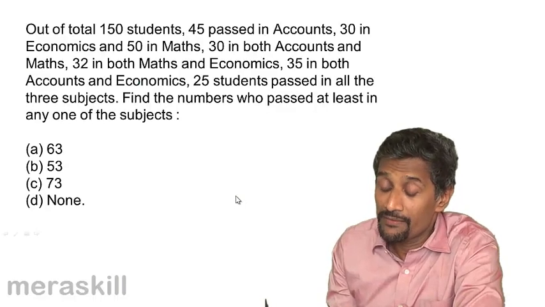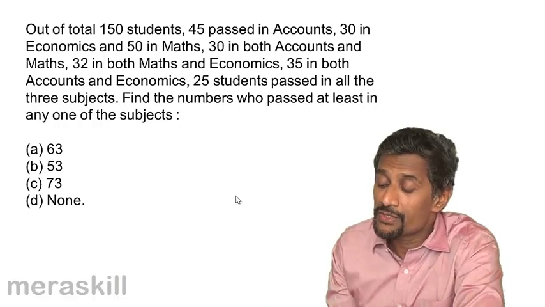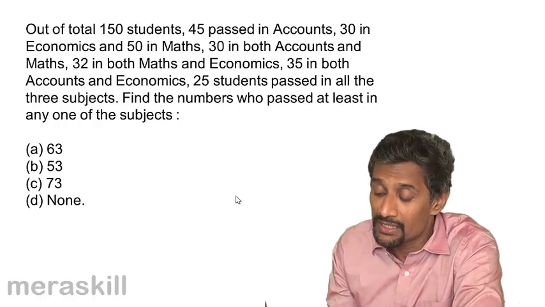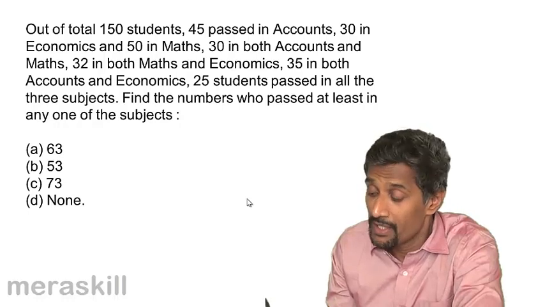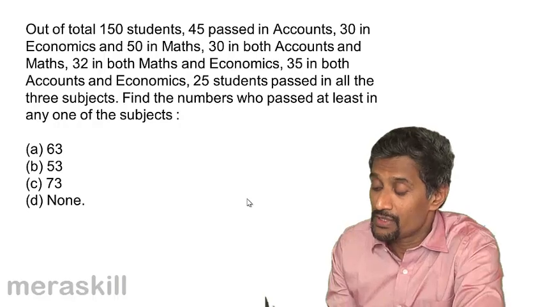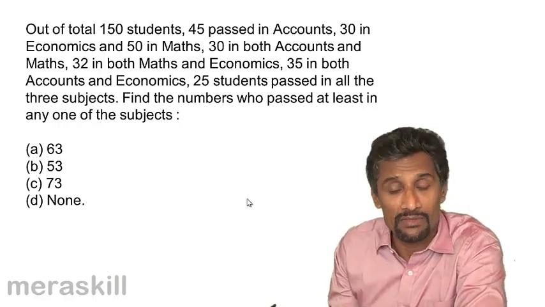Then we have this situation again, a Venn diagram. Out of a total of 150 students, 45 passed in accounts, 30 in economics, 50 in maths, 30 in both accounts and maths, 32 in both maths and economics, 35 in both accounts and economics, 25 students passed in all the 3 subjects. Find the number who passed at least in one of the subjects.